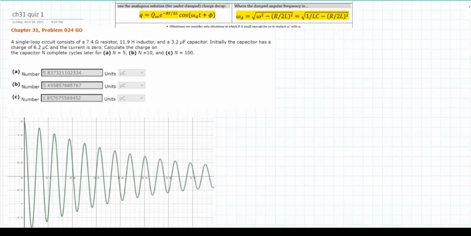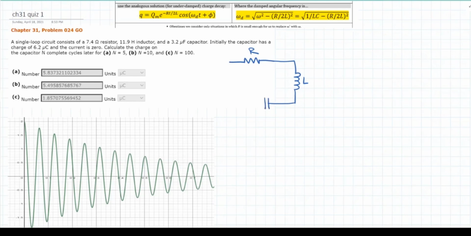So a single loop circuit consists of a resistor, an inductor, and a capacitor. So let's draw that. Here's a single loop circuit. Here's my resistor, R for resistor, and then an inductor, L for inductor. And this is the schematic symbol for a solenoid, which we've studied extensively in chapter 29, RL, and then a capacitor.